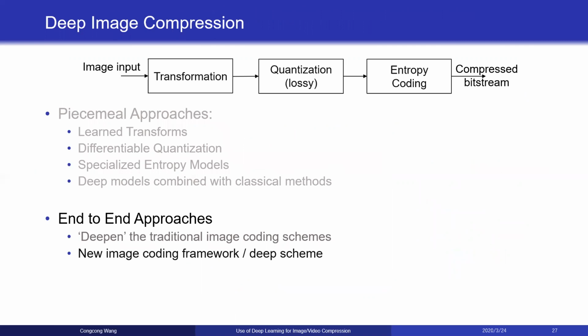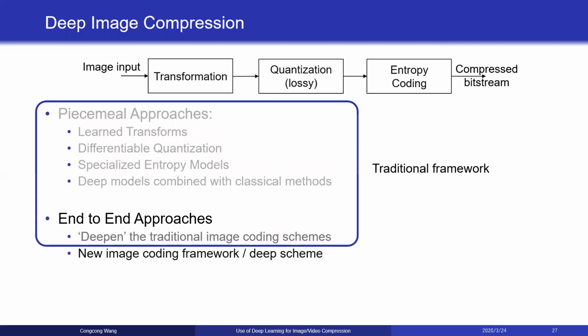Deep learning can be a tool to improve part of the image compression workflow, like transformation only or entropy coding only. It can be a tool to replace all the traditional blocks with full deep networks, which results in an end-to-end system. They are all directly related to the traditional framework. Besides this, some works are proposed for new image coding frameworks.